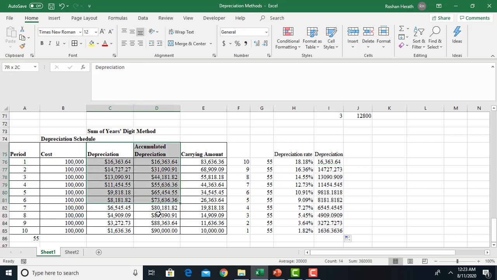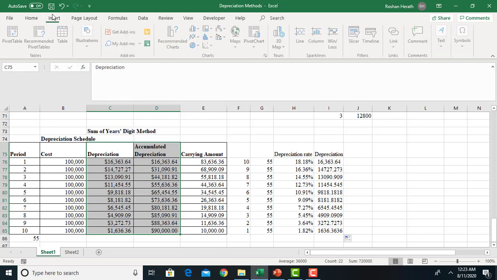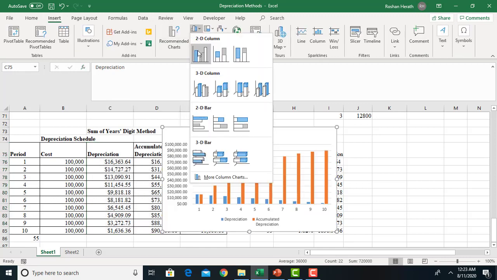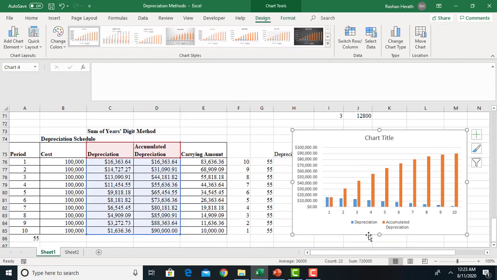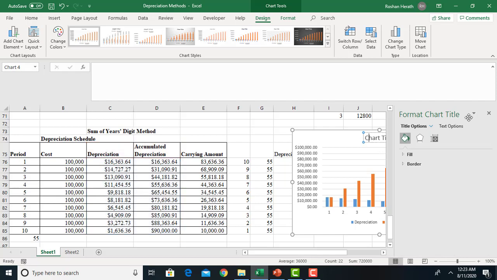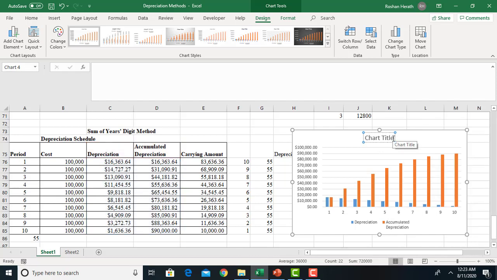Now you can select this and take the graphical representation as usual. You can put it to this. So here comes the depreciation representation. This would be the depreciation of PPE under the sum of year digit method. So this is how we get the depreciation.